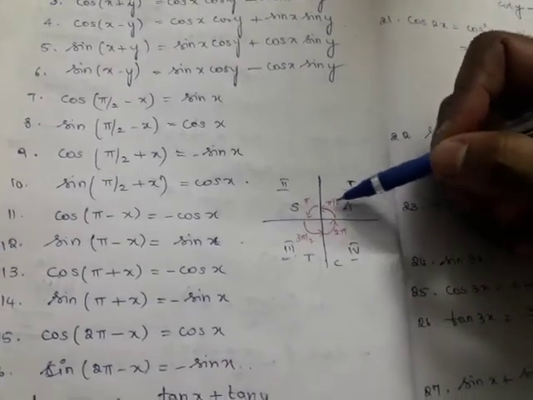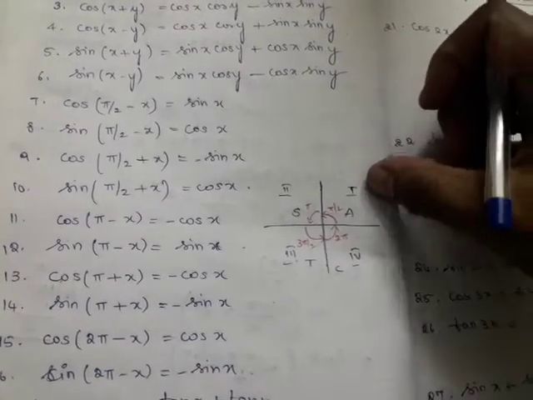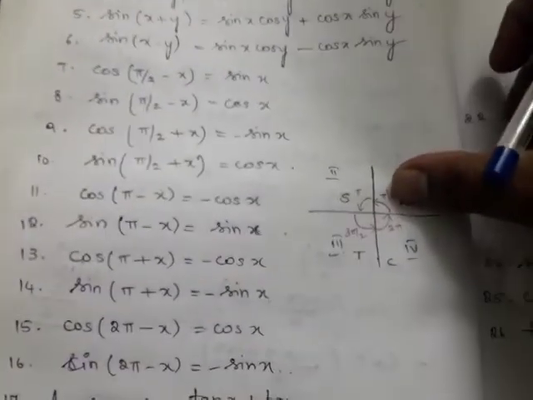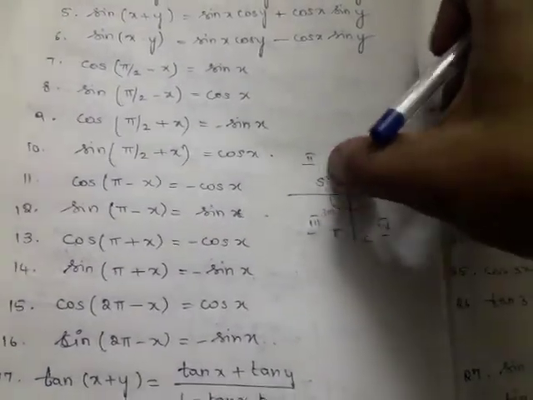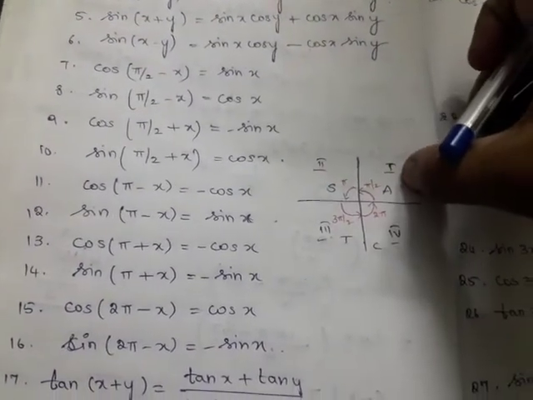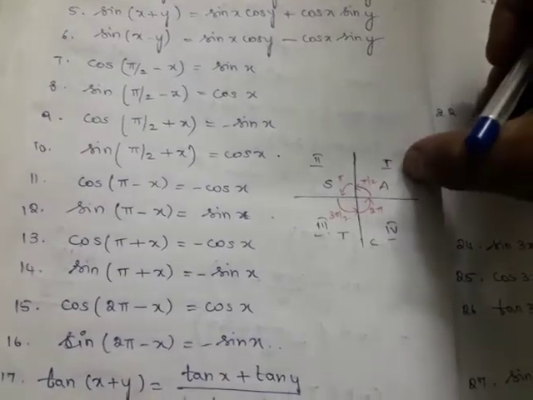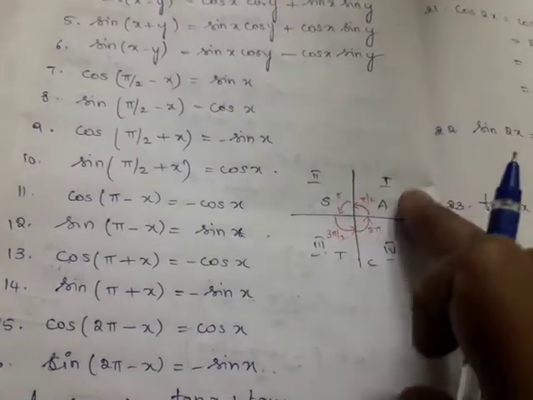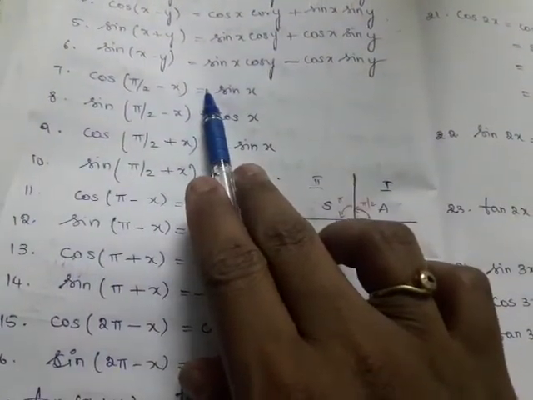When I say pi by 2 minus x, that particular angle is going to lie in the first quadrant only. If it is pi by 2 plus x only, it will move to the second quadrant. From pi by 2, I am subtracting some angle, so still it will lie in the first quadrant. Hope you understood. So cos of pi by 2 minus x: that angle is going to lie in the first quadrant only, and in the first quadrant, all are positive. So your answer will be positive.